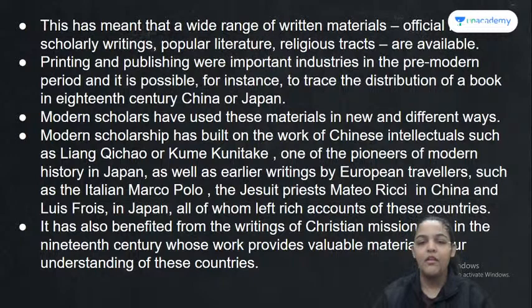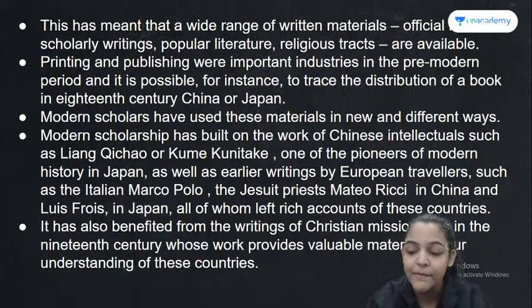Apart from this, we have some scholarship. So we have some modern scholars also. We have Chinese intellectuals like Liang Qichao and Kumiko Natake. They are the pioneers of modern history in Japan. Sima Qian was the one who was writing about the ancient history. We also have Liang Qichao and Kumiko Natake. What have they written about? They are the pioneers of modern history of Japan. So the modern history of Japan has actually been written by these two historians.